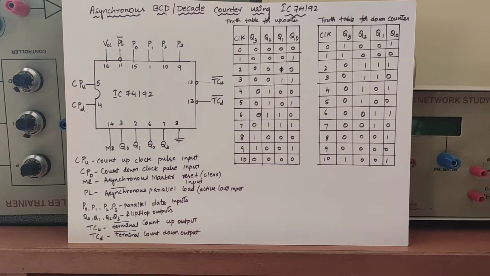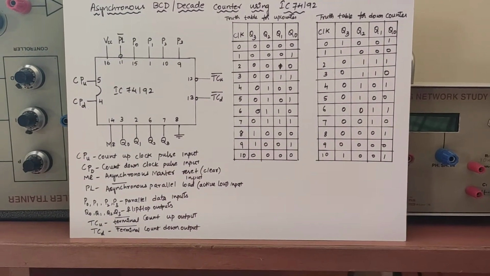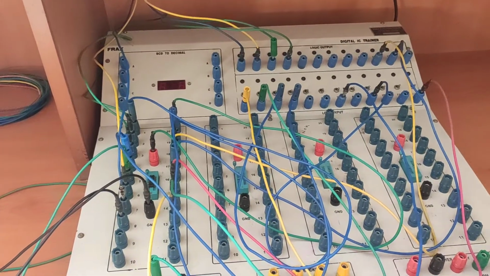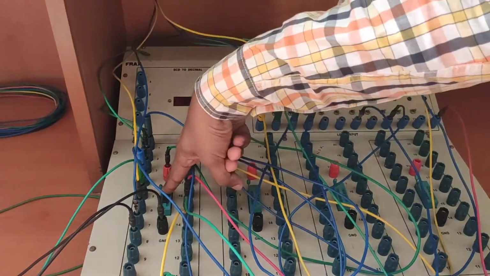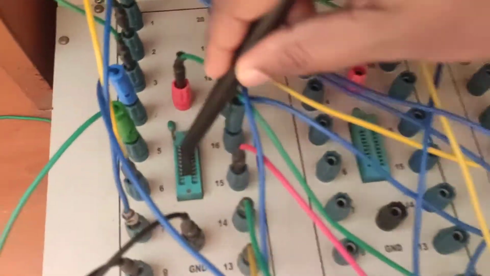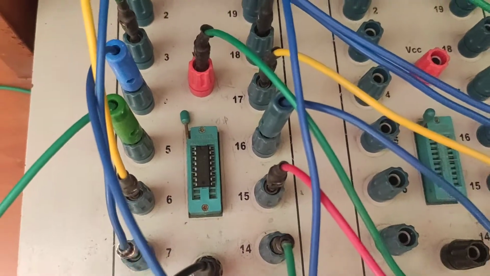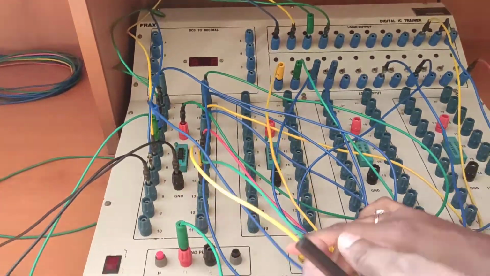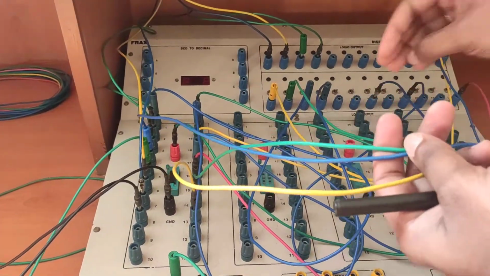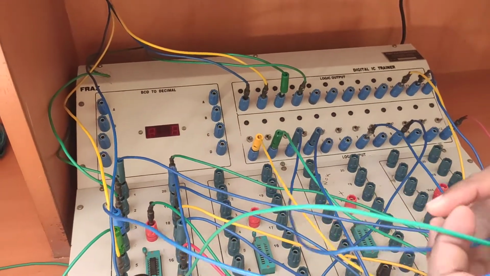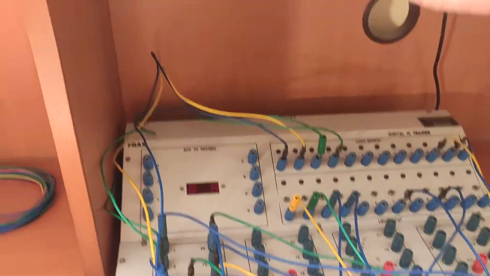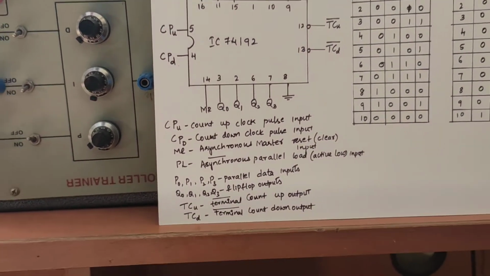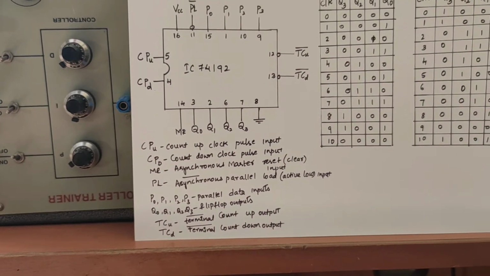So let us do the realization of BCD up counter and down counter. Coming to the digital trainer kit, this is the IC 74192 which is used for BCD up and down counter. We can observe here, these are the 4 inputs that are given. What are the 4 inputs? They are the parallel inputs, that is 15, 1, 10 and 9. So these are the 15, 1, 10, 9 inputs which are given parallelly.